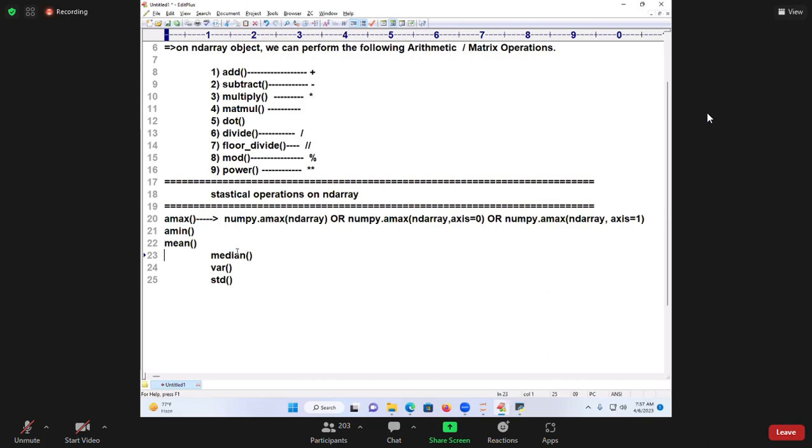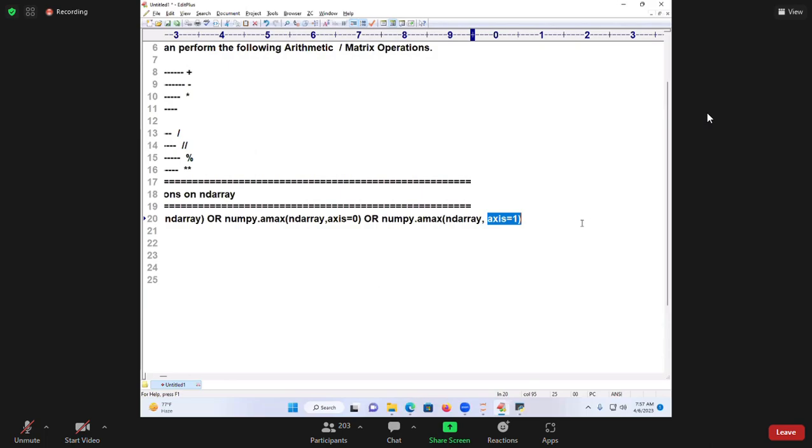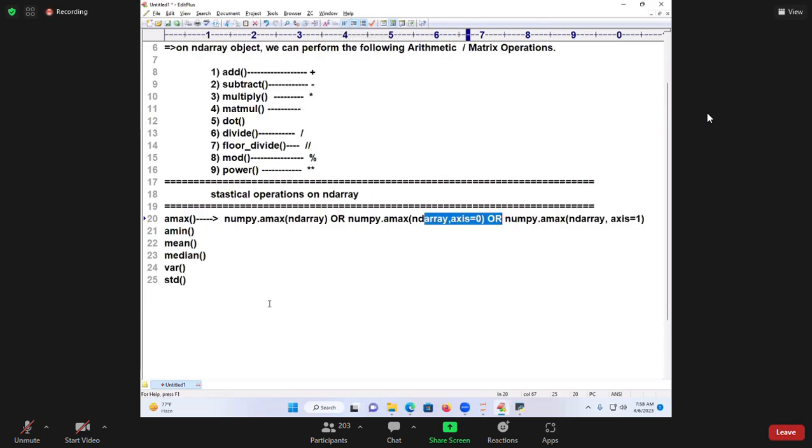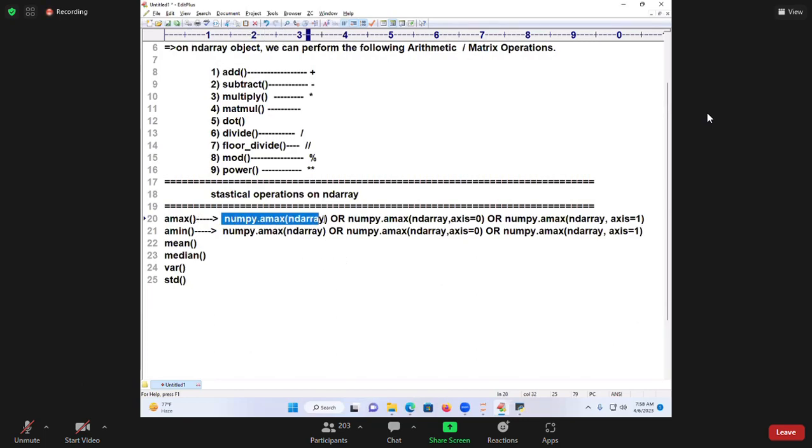Similarly, we can also apply the min also. By this time, you are understanding about min. What is the syntax? So A max will give you what? Maximum element in the ND array. It can give you row wise max. It will give you column wise max. I hope I am clear. Similarly, same syntax you write. Online students, respond. Don't sit quiet. Is the A max clear for all of you?